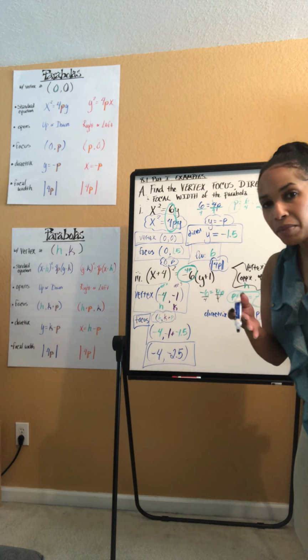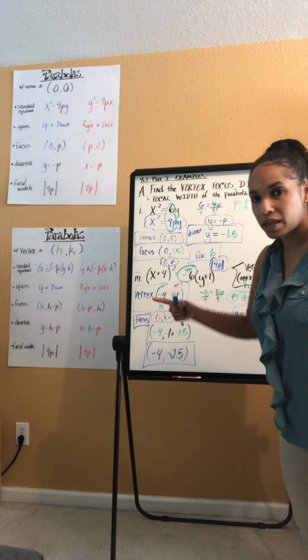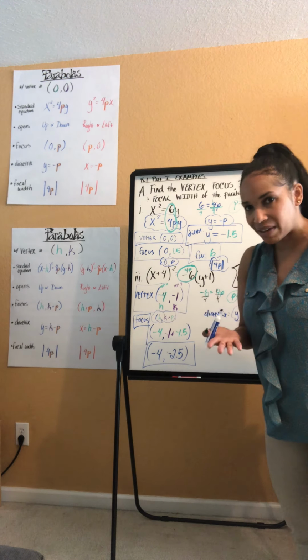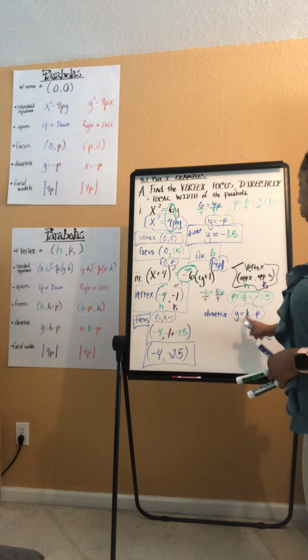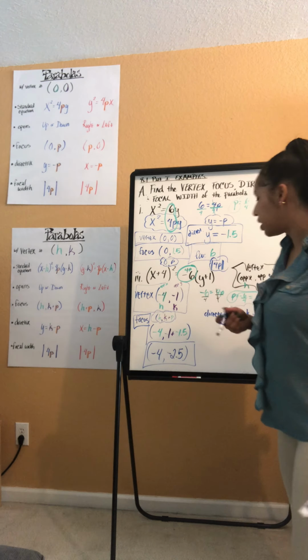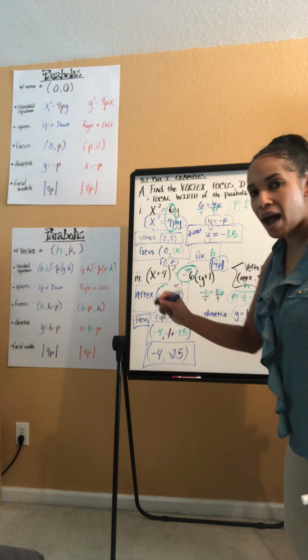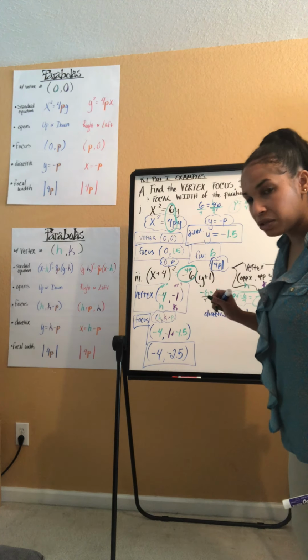Okay, it's very important that you have that y equals or that x equals on the directrix because it's the equation of a line. You can't just give me the number that you come up with once you do k minus p. That will be wrong, and I will mark it wrong because y'all know me. So make sure you have the y equals or the x equals when you're giving me the directrix.